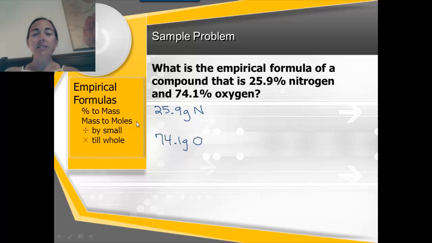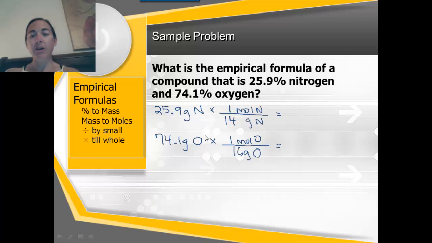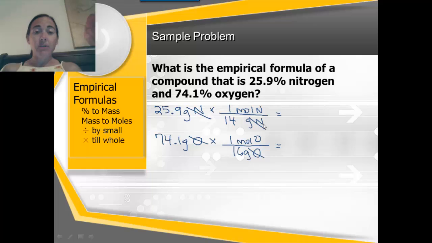Now the second step was to convert mass to moles. So I'm going to go to the periodic table and I'm going to set up a conversion factor where my grams of nitrogen cancels and I get moles. Now I know that in 1 mole of nitrogen the mass is 14 grams. And I'm going to do the exact same thing with oxygen. 1 mole of oxygen here has a mass of 16 grams from the periodic table. Grams of oxygen cancels and grams of nitrogen cancels. So let's grab the calculators and do that math.